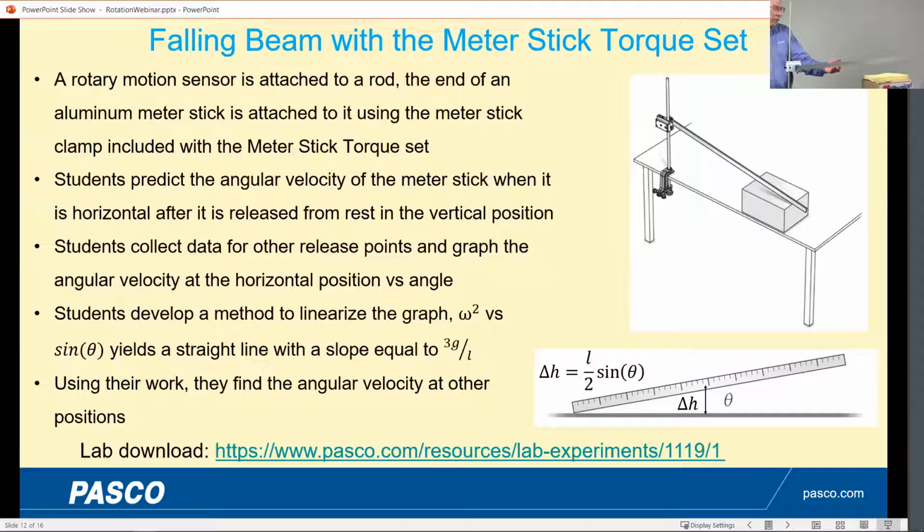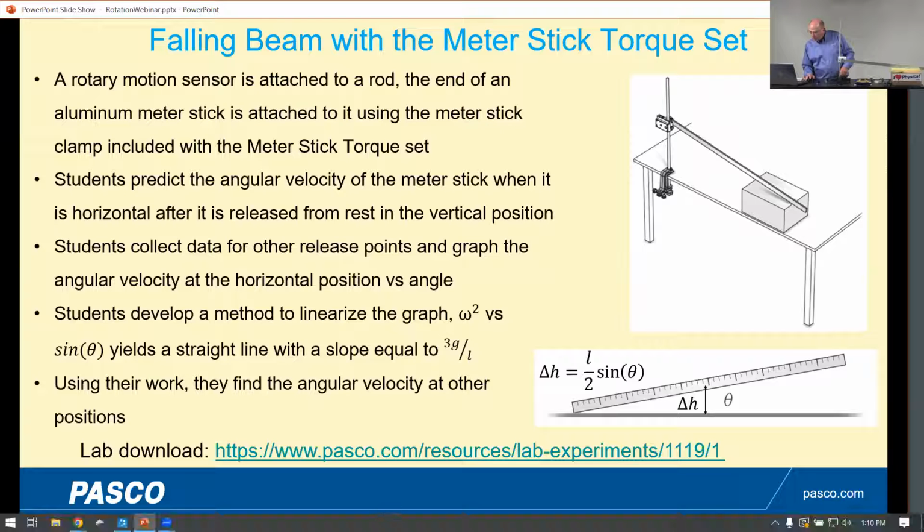or really any point, depending on how you define gravitational potential. So I need to know the change in height of the center of mass of the meter stick when it falls. If I released it from vertical, the center of mass falls 50 centimeters. If I release it from some other angle, then the change in height is going to be 50 centimeters times the sine of that angle measured from the horizontal. And so that's really one of the trickier parts there.